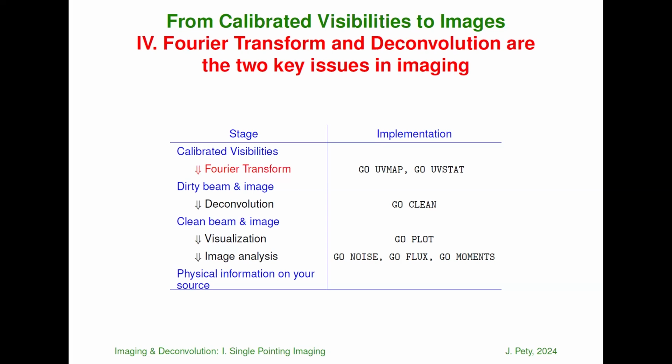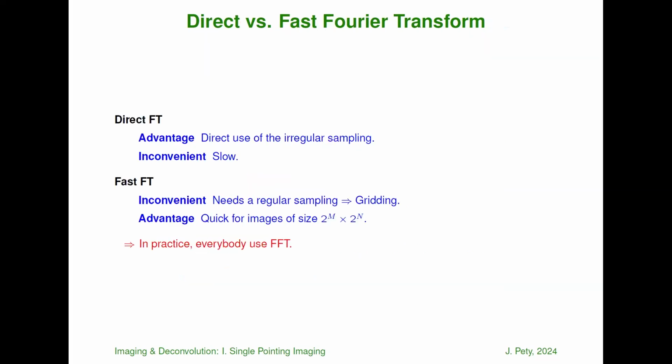Okay, so let's first start with the Fourier transform. So there are two kinds of Fourier transforms. The direct Fourier transform: the advantage is that it uses directly the regular sampling. The inconvenience is that it is slow. In fact, the Fourier transform was invented by Joseph Fourier, probably in Grenoble, I'm not completely sure, in the early 19th century.